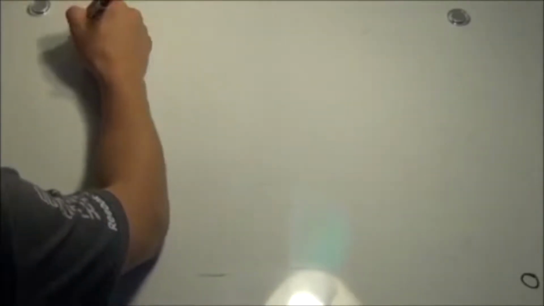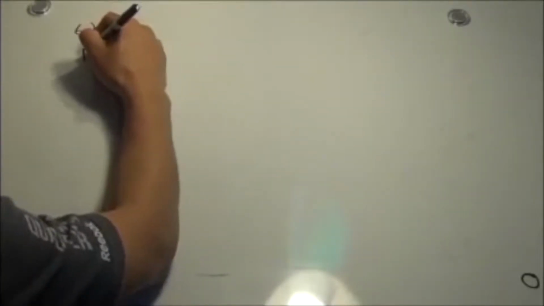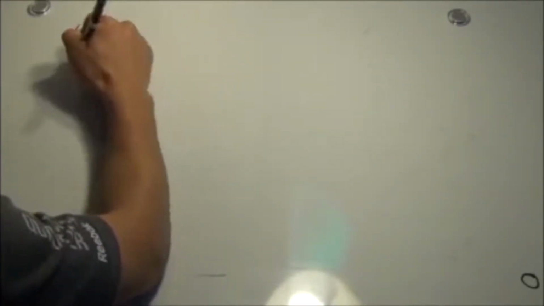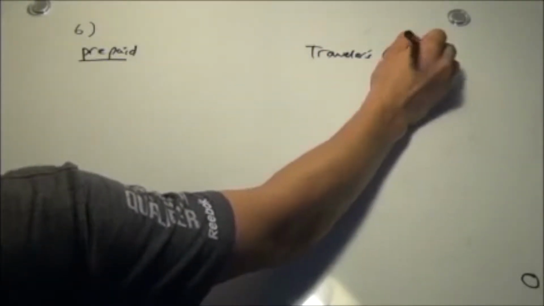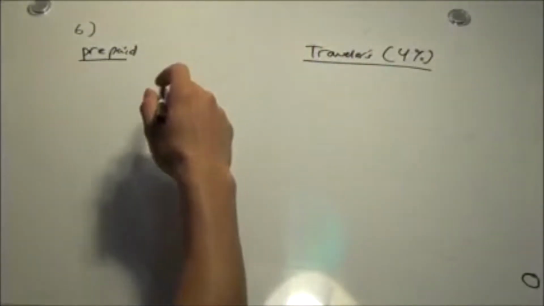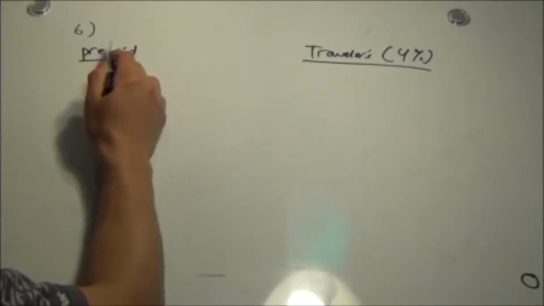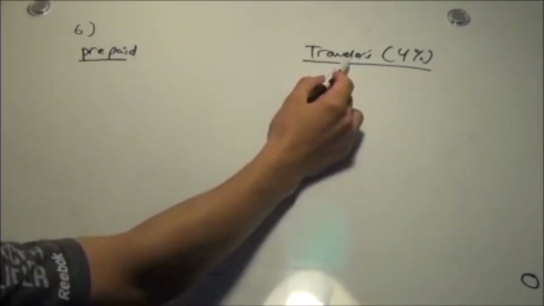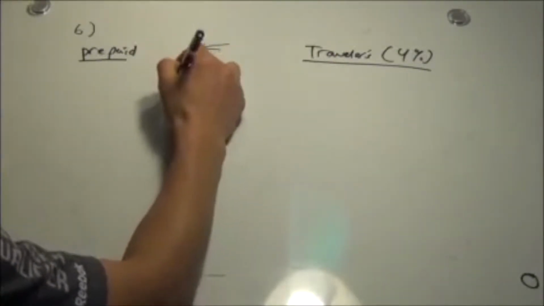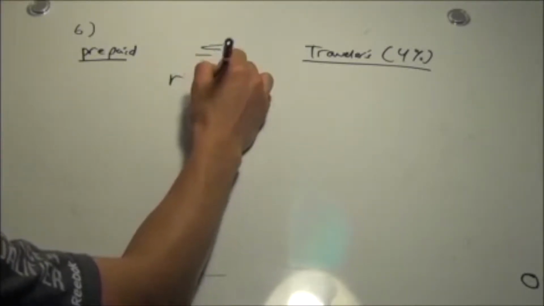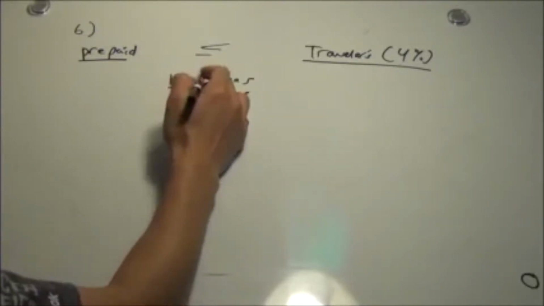Okay, let's move on to number 6. Now Sarah has an option between a prepaid credit card versus her original traveler's card, which has that 4% tacked on. So we're asking how much she has to spend in order for the prepaid to be cheaper than charging all the purchases on the traveler's card. In other words, prepaid cheaper than traveler's, right? So let's say she buys R rupees of stuff. So R is how much she purchases.